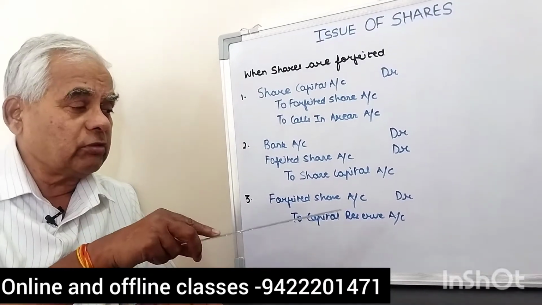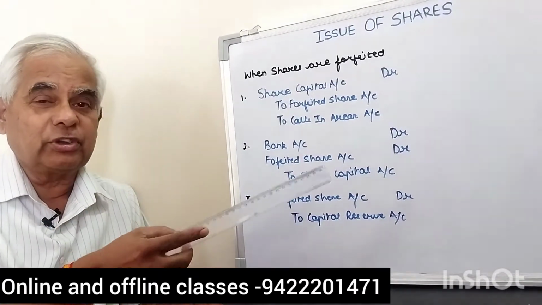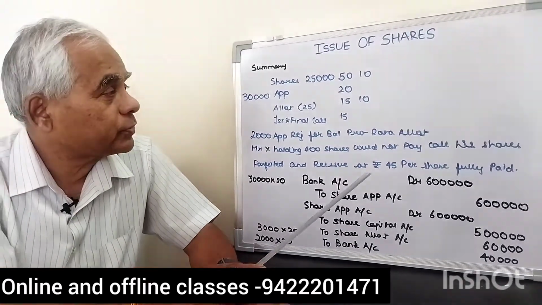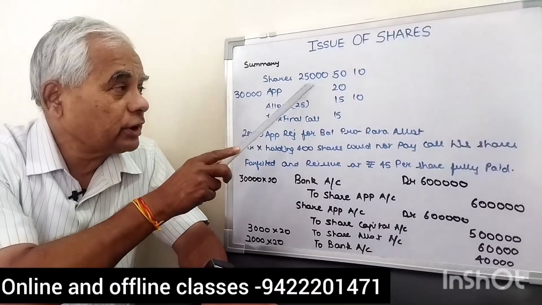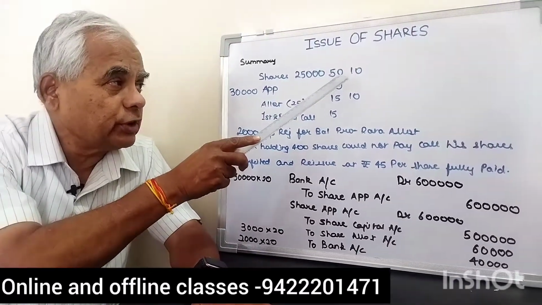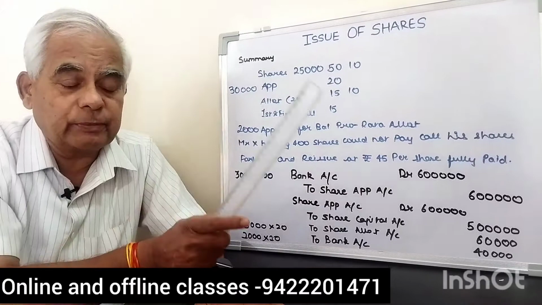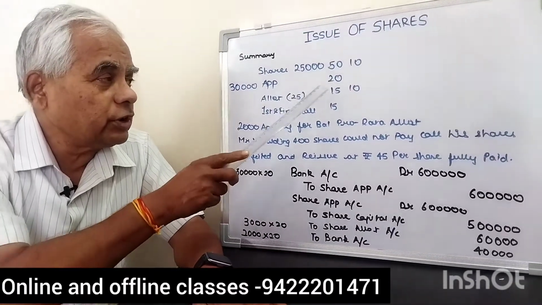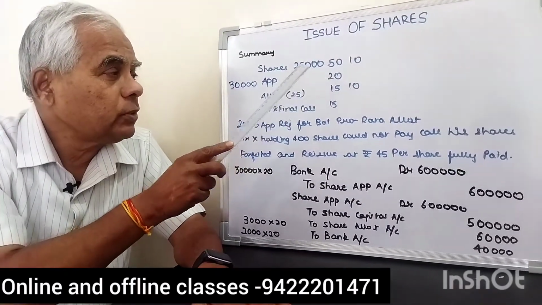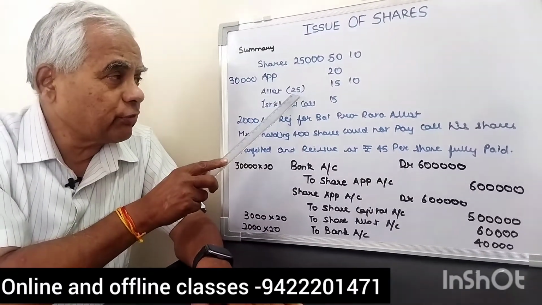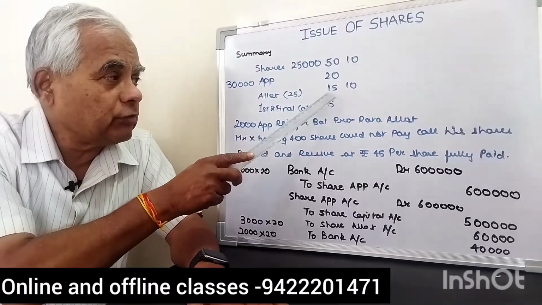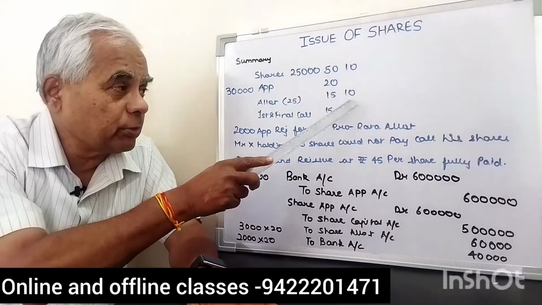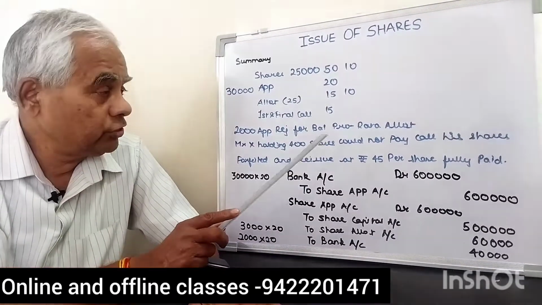Okay, now with the problem, let us see the problem. Company issues 25,000 shares, face value of the share is 50 and security premium 10. Total applications were received for 30,000 shares. Application rupees 20. Allotment, gross amount 25, 10 for security premium and 15 for shares. 25 includes the security premium, so 10 rupees for security premium, balance for shares.